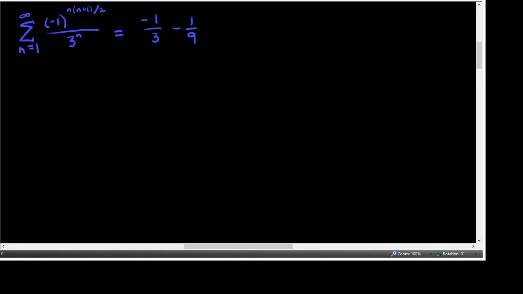You may be thinking, oh wait, that just means it's always negative. Why are you messing with this? Why are you making me work through all this? Please persevere. If n is 3, 3 times 4 divided by 2 is 6. And -1 to the 6th is +1, so this becomes +1 over 27. The one after that is +1 over 81. And then it continues. So this is not alternating.